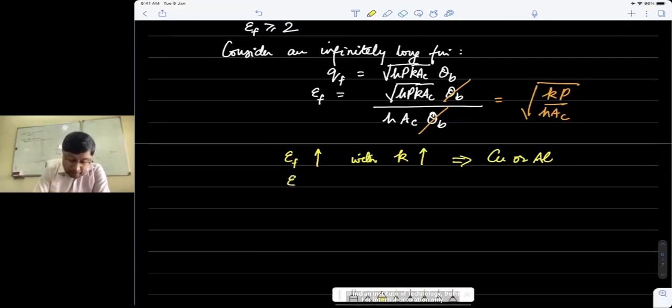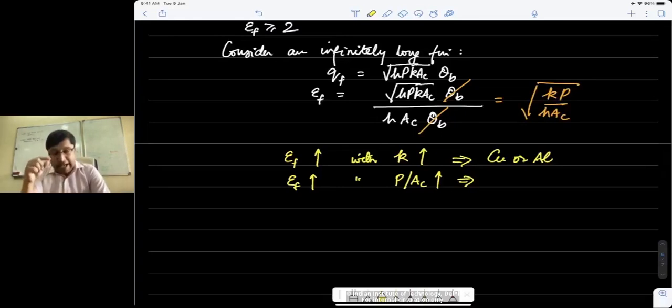Similarly, effectiveness will be high if we have the ratio of P by Ac to be large, because epsilon f goes as square root of P by Ac. Now you may work this out and see that in the case of a rectangular fin, Ac is W times T, width into thickness, and perimeter I said is like 2 times W. So clearly P by Ac becomes like 1 by thickness. So that means that if thickness is small, the ratio P by Ac becomes large, and so effectiveness becomes large. So we need thin and closely packed fins.